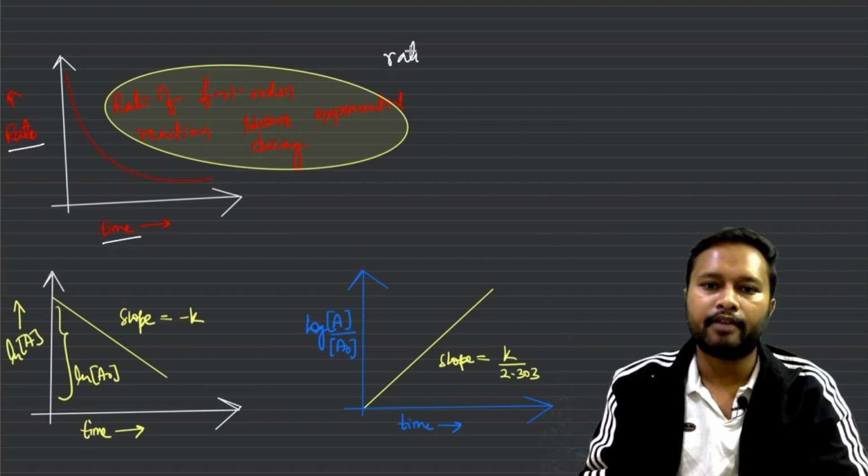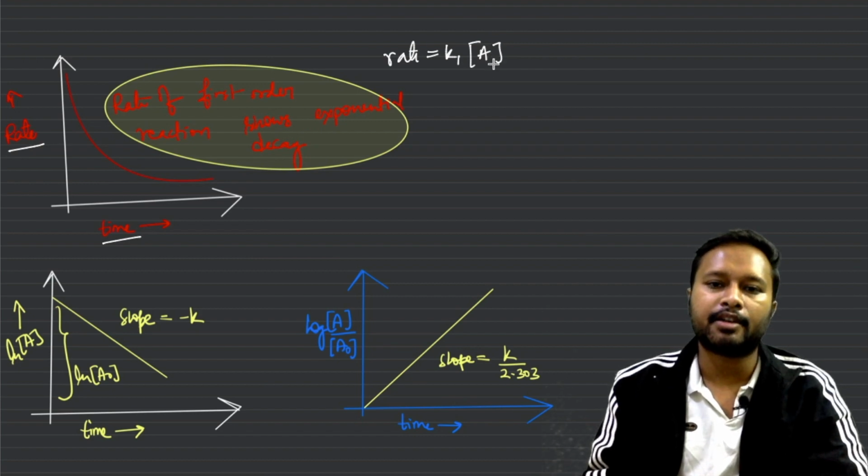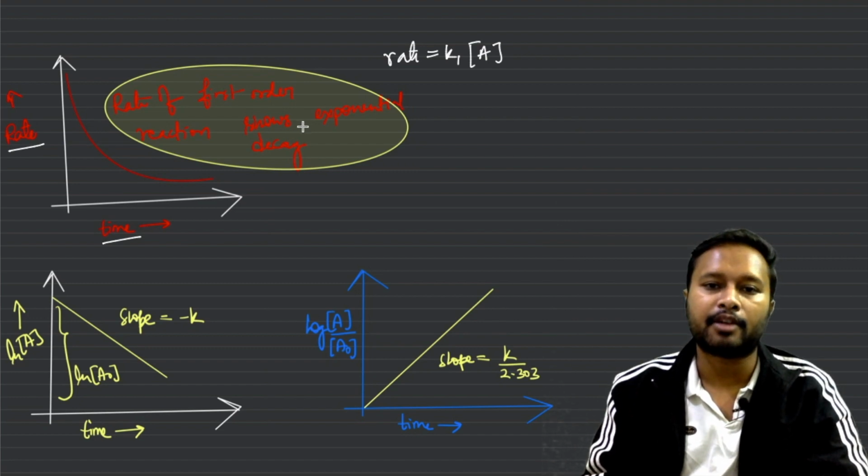You know that rate will be equal to K1 into A. A is basically concentration, which changes with respect to time. So rate and time are basically inversely proportional to each other. The rate of the first order reaction shows an exponential decay with respect to time. That's why this curve is decreasing over here.